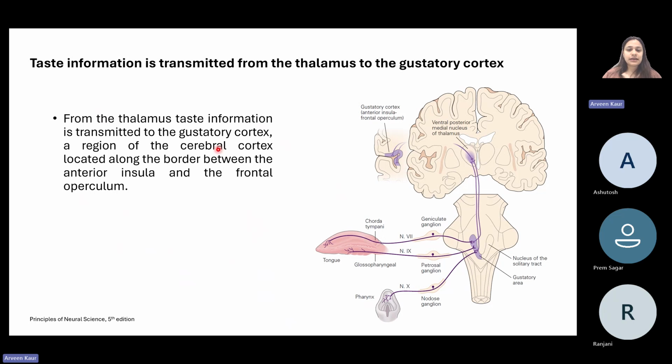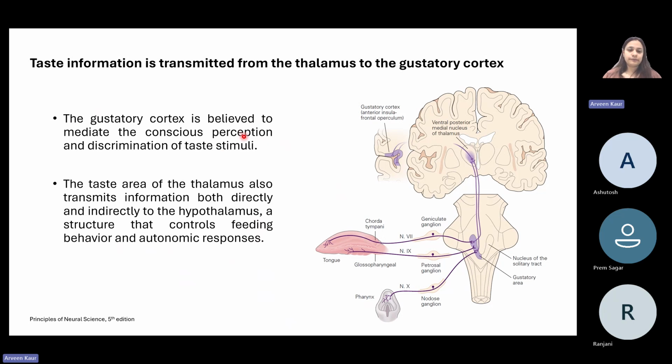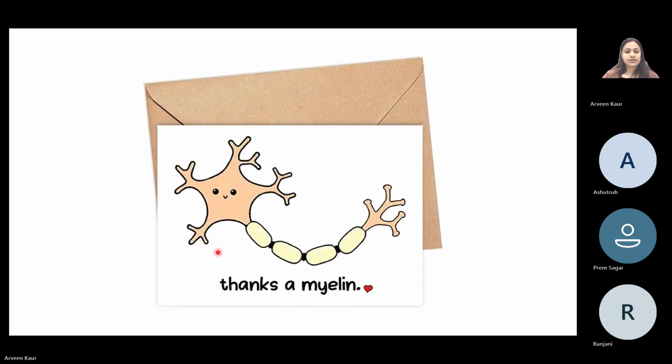Over here, a region in the cerebral cortex located along the border between the anterior insula and the frontal operculum. The gustatory cortex is believed to mediate the conscious perception and discrimination of taste stimuli. The taste areas of the thalamus also transmit information both directly and indirectly to the hypothalamus, a structure that controls feeding behavior as well as autonomic responses.